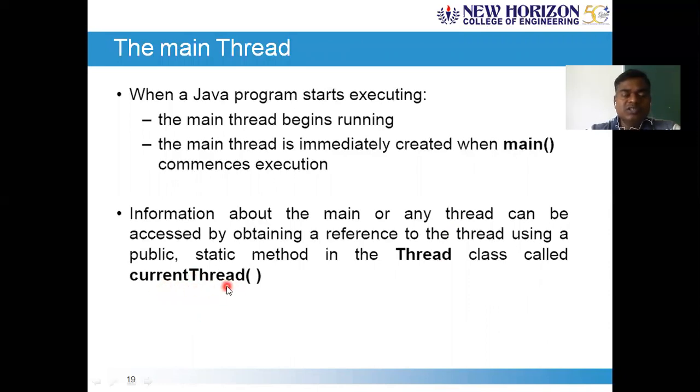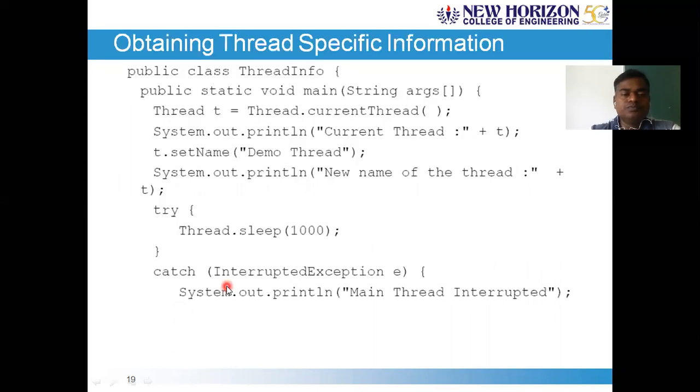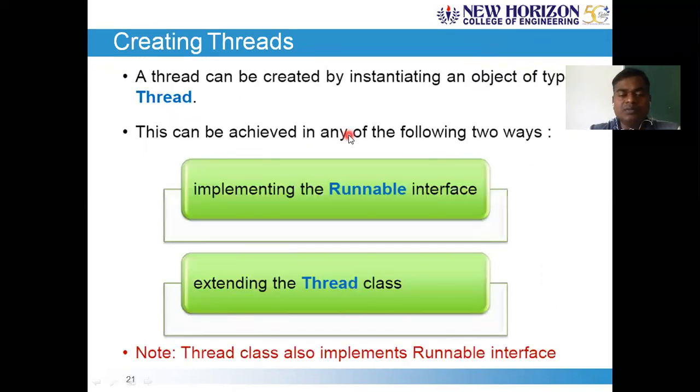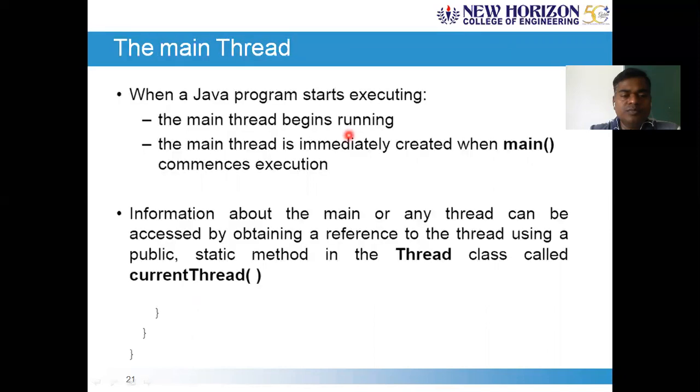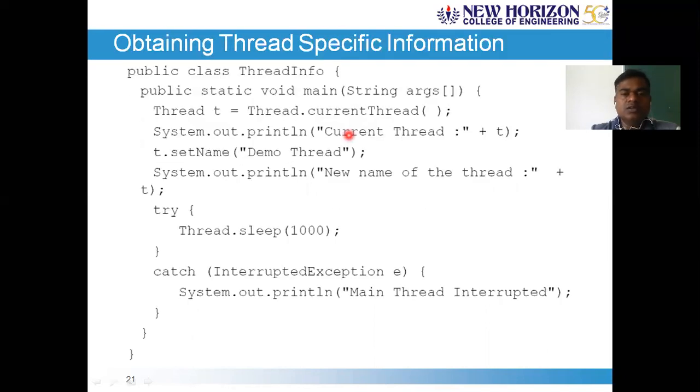We'll be demonstrating this in the form of a program. Now look at this: obtaining the current thread of execution, or the main thread. Obtaining the current or single thread of execution will be like this, and I'll try to print the details of that single thread of execution, the main thread that is running.